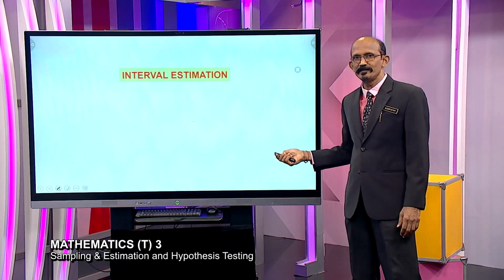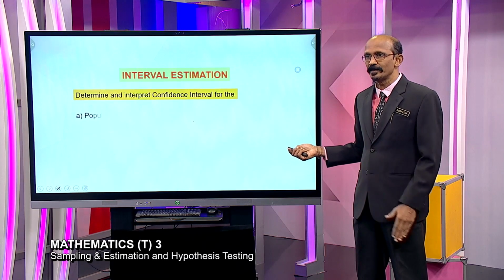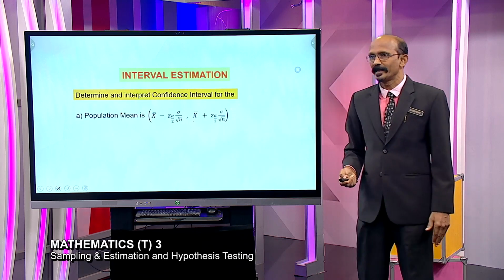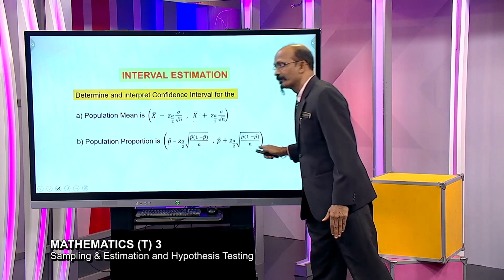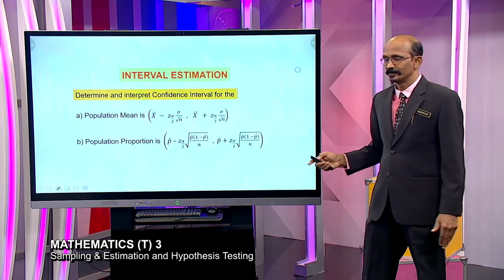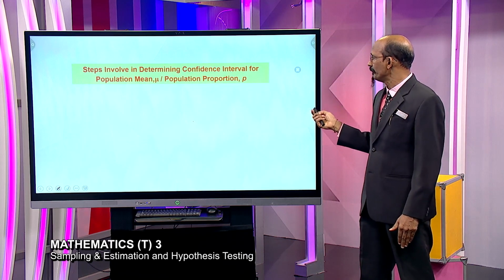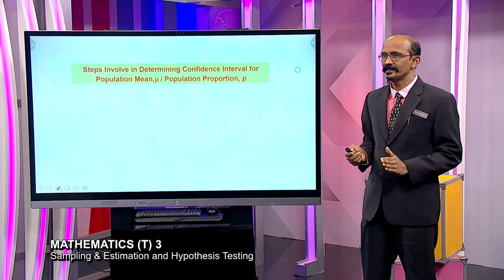Under interval estimation, you need to find 2 things. You have to determine and interpret the confidence interval for the population mean using this formula, and then the population proportion by using this formula. I no need to explain the formula because all of you should know. Then the steps involved in the confidence interval for population mean and population proportion are the same. You got 6 steps here.